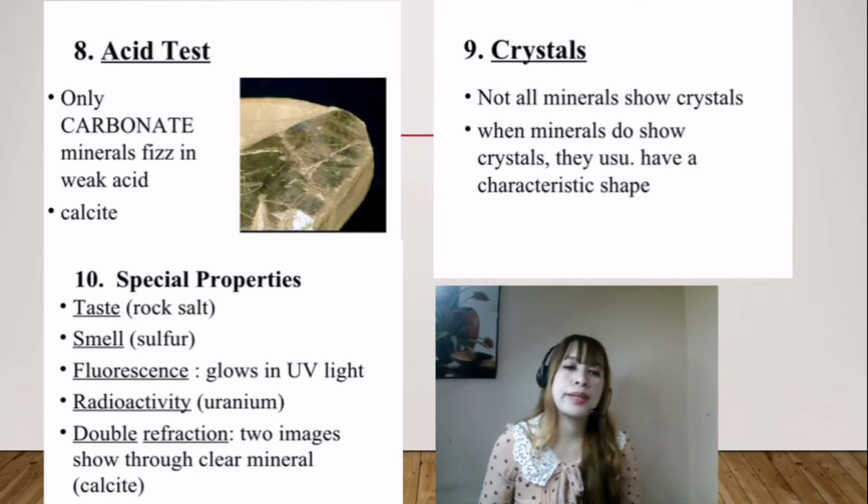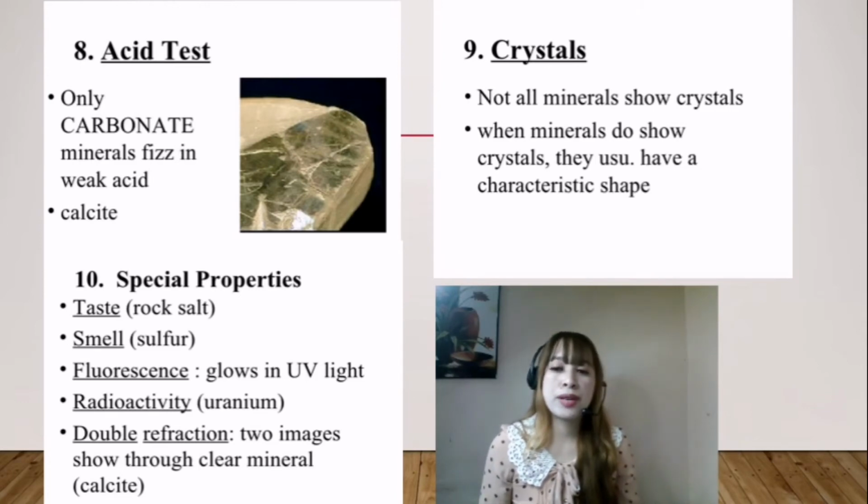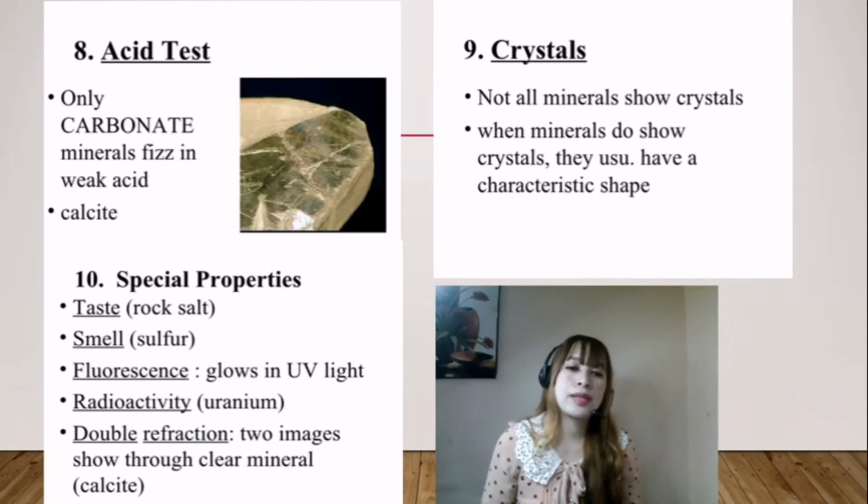And the last one is the special properties. Other properties like taste: rock salt, you can taste it. The smell of sulfur is very strong. And fluorescence, it glows in UV light, so we know that it's fluorescence. And then the radioactivity of uranium, and double refraction, where images show through a clear mineral, which refers to calcite. So with these special properties, minerals are easily identified using taste, smell, glowing, radioactivity, and some others.